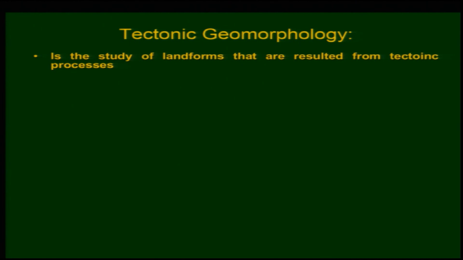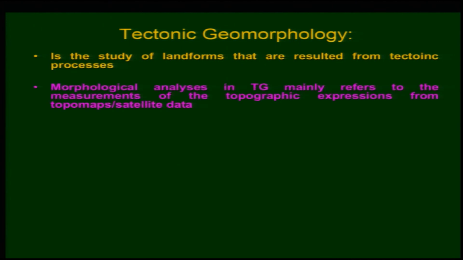signatures on the surface. There is a sub-branch of earth sciences where we study the morphology of the surface, and if the surface morphology has been carved or sculpted by tectonic activities, or influenced by the tectonic activity, then this branch we term tectonic geomorphology. So, tectonic geomorphology is the study of landforms that result from tectonic processes.